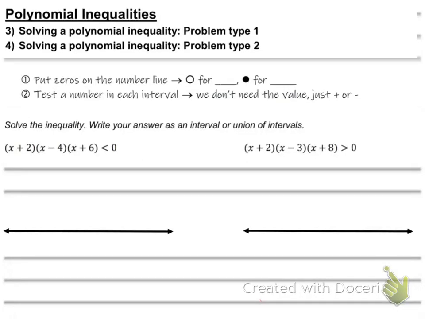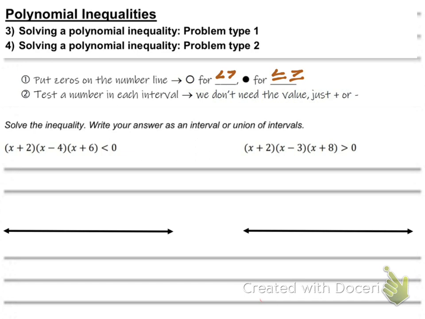We're going to look at polynomial inequalities. Okay? So we're still going to put our zeros on the number line. And the rule is still the same, right? Open circle for less than or greater than, closed circle for less than or equal to, and greater than or equal to.